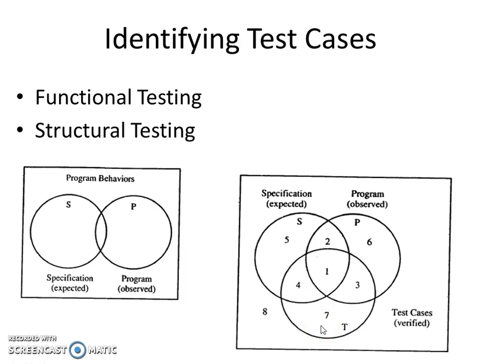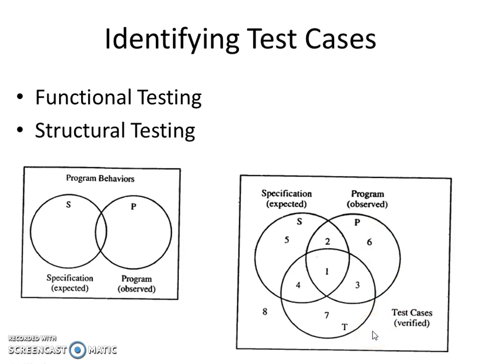The significance of each region is that if specified behaviors exist for which no test cases are available, then the testing is incomplete. If certain test cases correspond to unspecified behavior, then either the test case is unwarranted or the specification is deficient. Hence, this Venn diagram shows all the possibilities for deriving test cases.